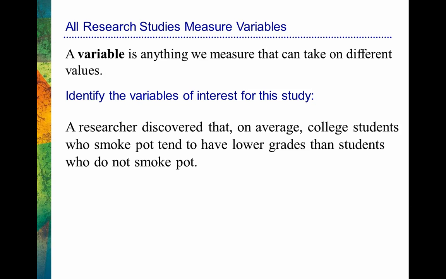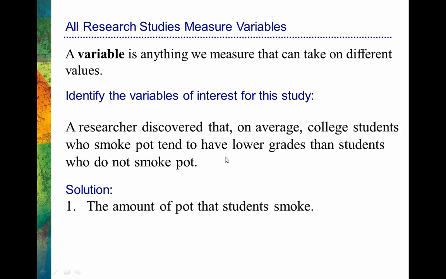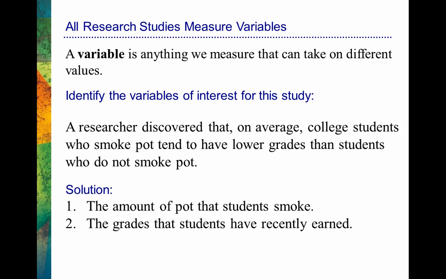Well, we're measuring to see how much pot they smoke, and we're also measuring them to see what their grades are in this particular study. We're finding that the people who smoke pot tend to have lower grades. So there are two variables. One is the amount of pot that the students smoke, and the other is their grades. Okay, so it's that straightforward. Once we go through a couple examples, you'll have it down pat.